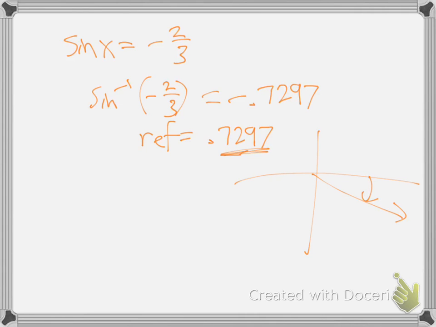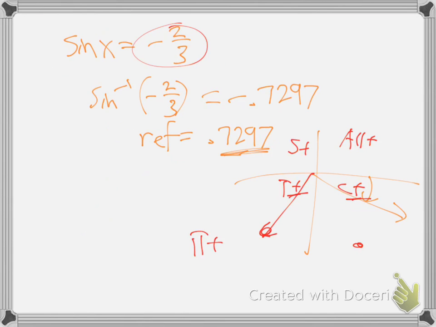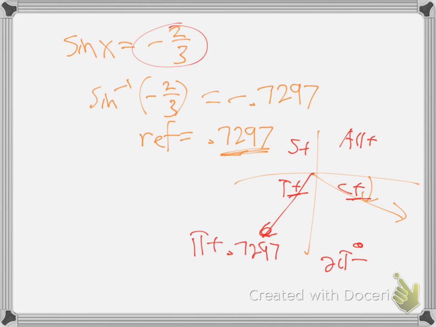And then I go, what are my two quadrants I'm looking for? These two, because that's where sine is negative, right? The all students take calculus. Oh, okay, sine is negative in these two quadrants. So I need a third and fourth quadrant answer. How do you get answers in the third? You go back to the formula. Pi plus r. So you go pi plus your reference angle, 0.7297. How do you get a fourth quadrant answer? 2 pi minus r. You'll go 2 pi minus your reference angle, 0.7297. Boom, boom, done.